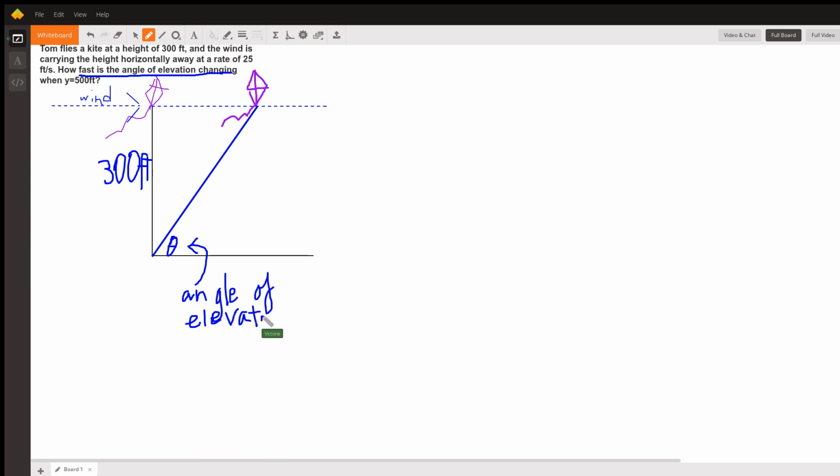First of all, they tell us that the kite is 300 feet off the ground, and they tell us that the wind is pushing it horizontally. So we need this distance x between vertical and where the kite is now, because the rate at which x is changing, that's dx/dt, and they tell us that is 25 feet per second.